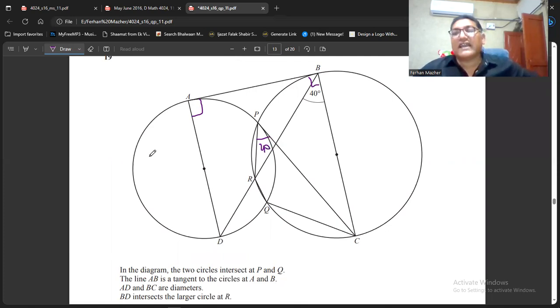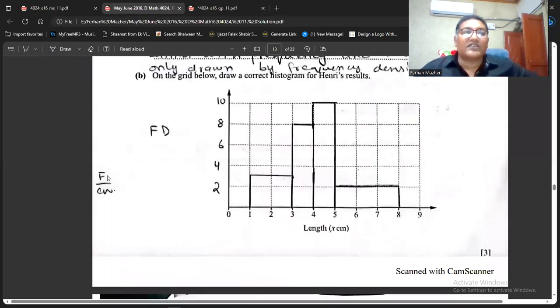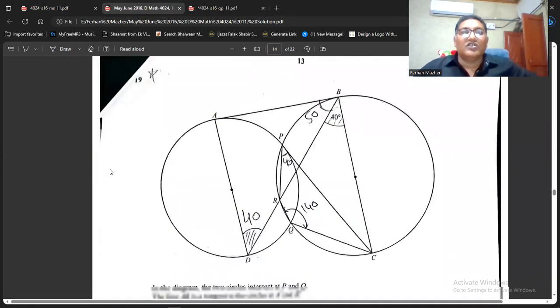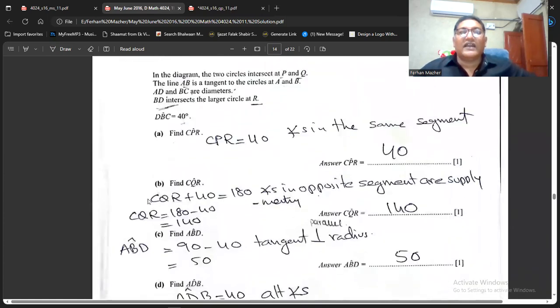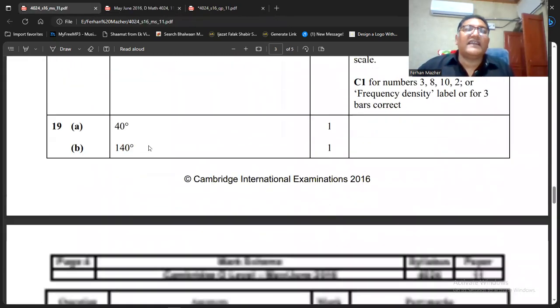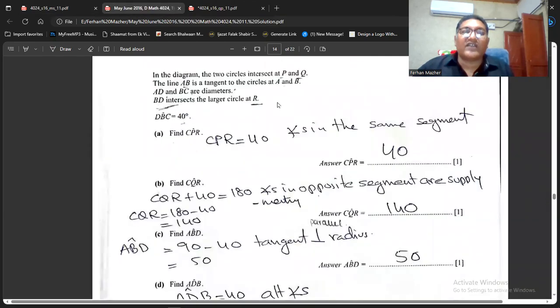The reason is the angles in the same segment. Let me show you. This angle here will be 40, because this angle and this angle are the same. And here, CPR will be equal to 40 degrees, because they are angles in the same segment. Okay, so our answer is right.